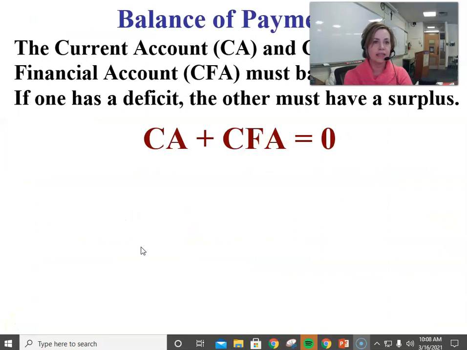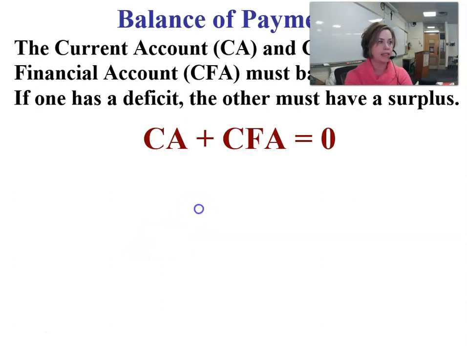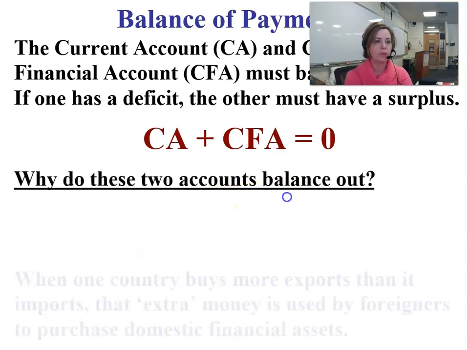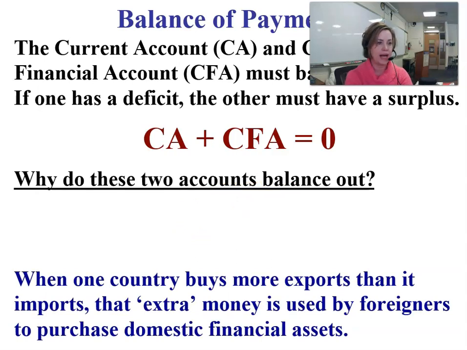The current and capital and financial accounts must balance out. So if one has a deficit, the other one must have a surplus. So the current account plus the capital and financial account must equal zero. And why do these two have to balance out?